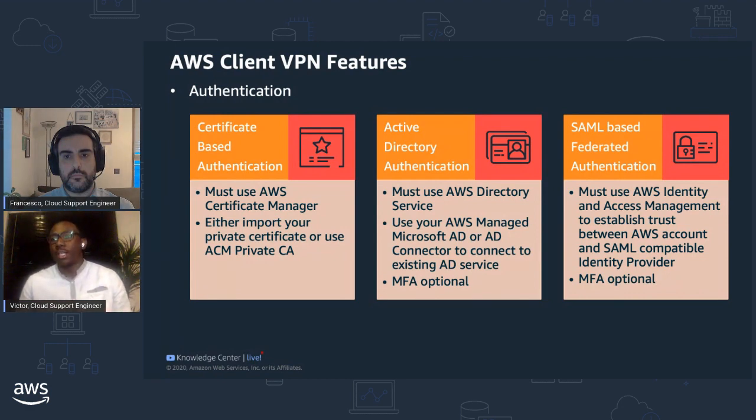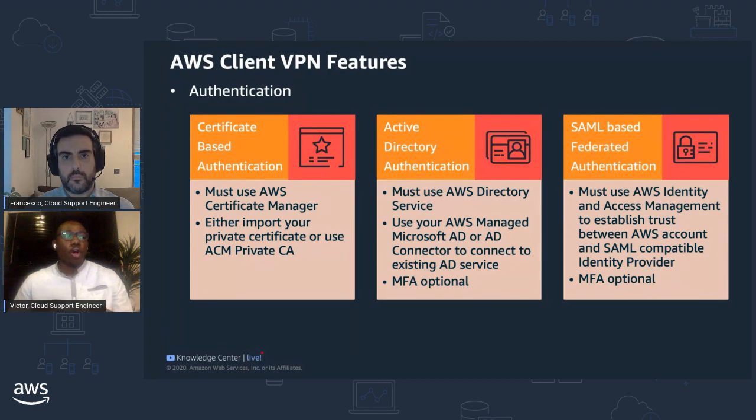Now, to go to the questions that were raised, right? You can use Active Directory authentication, or you can use SAML-based federated authentication, and so your users can authenticate against the client VPN endpoint using their credentials, right? So, talking about Active Directory authentication, the first thing is that you have to use the AWS Directory Service for this. And if you have your AWS Managed Microsoft AD, you can use that easily. If you don't have it, you can make use of an AD Connector, for example, to connect the directory services to your on-premises Active Directory, for example, right?